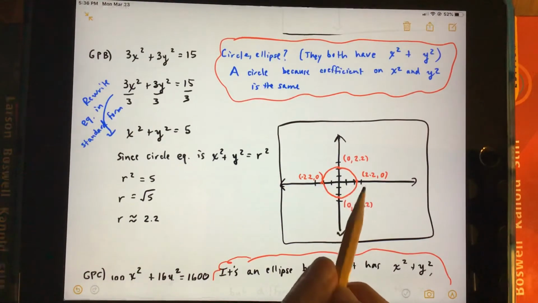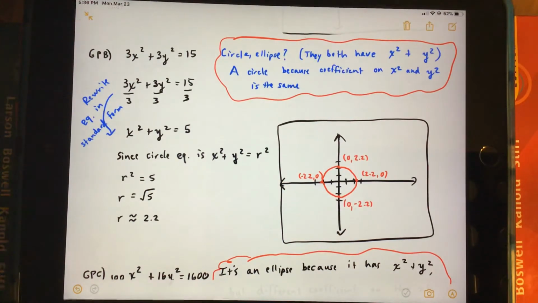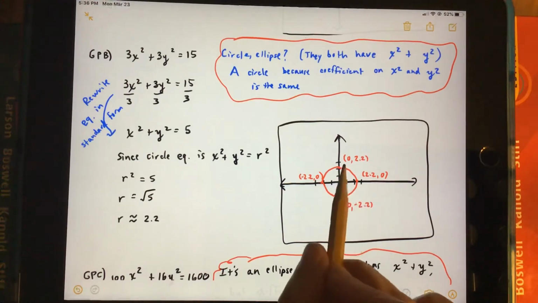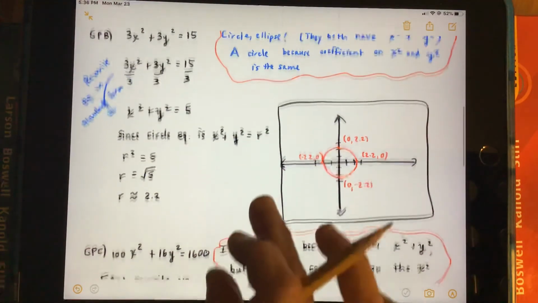So now I can place 4 points on the axes, because they're convenient locations to place those points to determine our radius. 2.2 to the right, 2.2 up, 2.2 to the left, 2.2 down, and then we'll draw as round a circle as we can through those 4 points. And we're done with guided practice B.